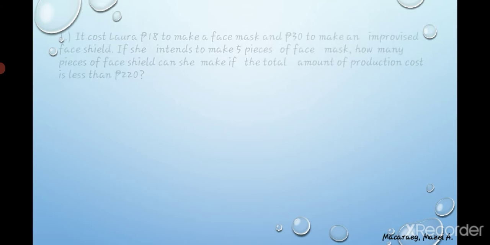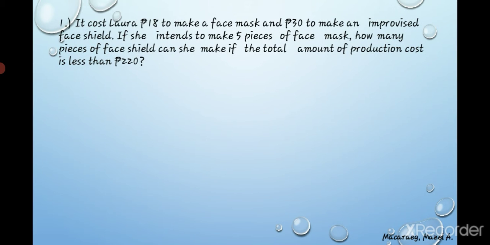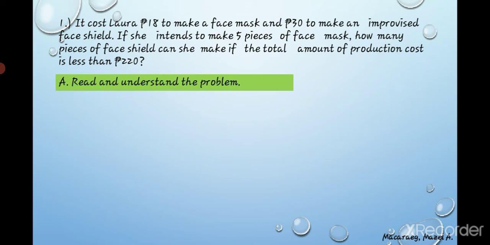Let us now use the Polya steps in solving problems. Let us first read and understand the problem. So let us read the problem again. It costs Laura 18 pesos to make a face mask and 30 pesos to make an improvised face shield. If she intends to make 5 pieces of face mask, how many pieces of face shield can she make if the total amount of production cost is less than 220 pesos?